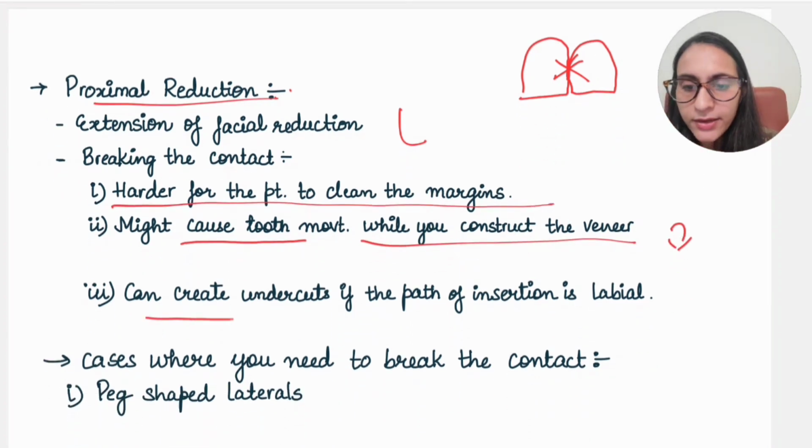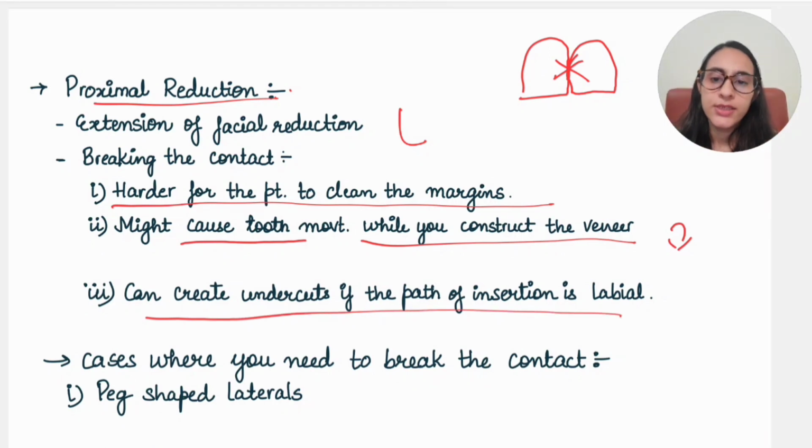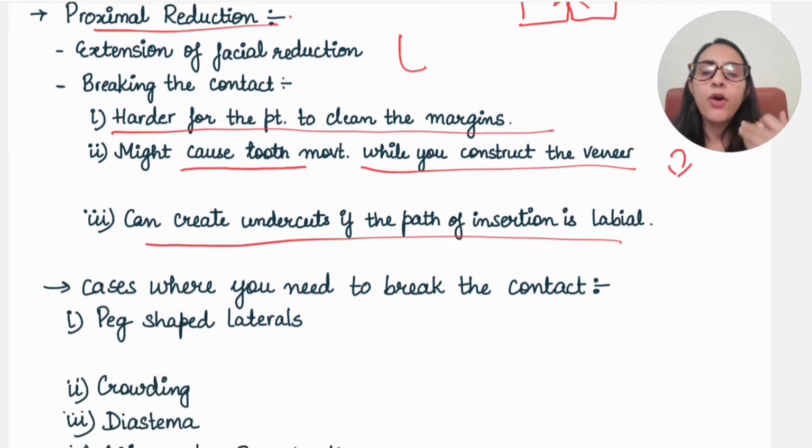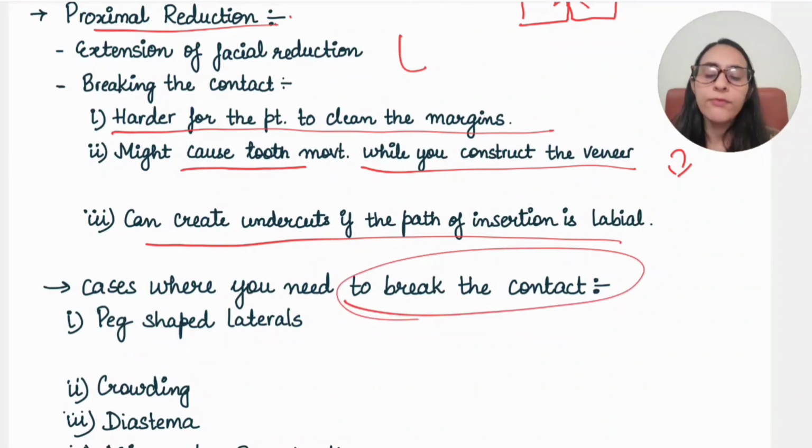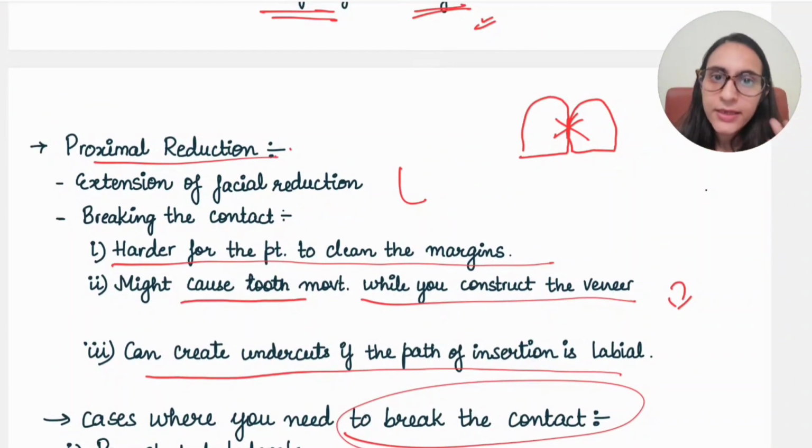And also it can create undercuts if the path of insertion is labial. There are 4 situations wherein you need to break the contact point. Normally in the case of a veneer, we do not break the contact point.